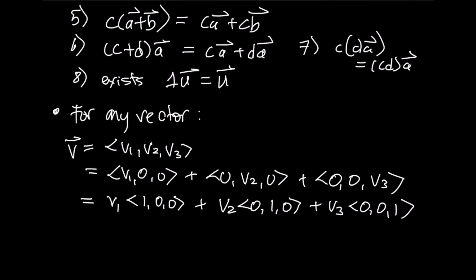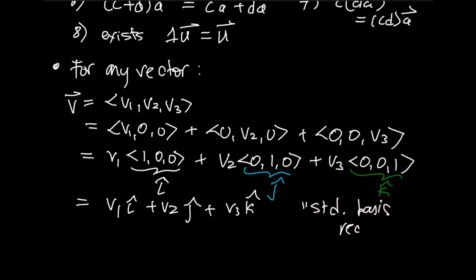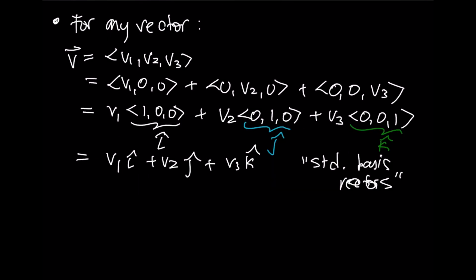We're going to give this a special name. This vector, <1, 0, 0>, we're going to call i hat. This vector we're going to call j hat, <0, 1, 0>. And this vector we're going to call k hat. Any vector can be written, or we say decomposed, into an i hat, a j hat, and a k hat. These 3 vectors are called the standard basis vectors. All vectors can be written in terms of the standard basis vectors.